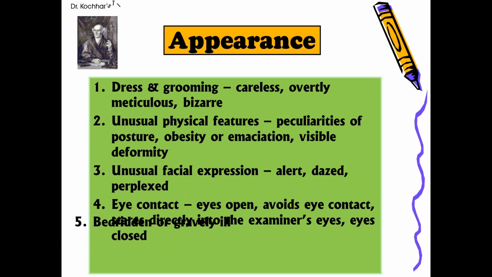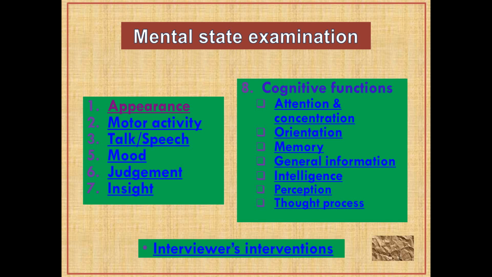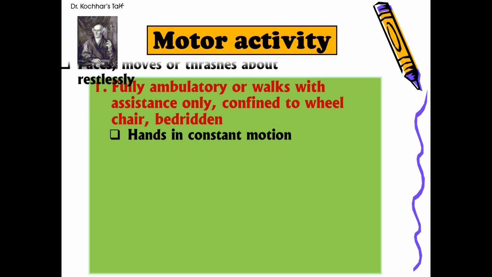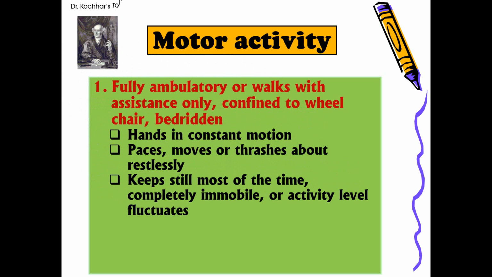Then eye contact, whether eyes are open or he avoids eye contact, stares directly into the examiner's eyes or eyes are closed. So that can give you a hint what patient you are receiving. Bedridden or gravely ill, maybe you are visiting a patient who is bedridden or is gravely ill. So that state, that is the appearance, is to be noted. Then motor activity. Under motor activity, whether he is fully ambulatory, moving or walking with assistance only, confined to a wheelchair or bedridden, whatever is the state is to be noted.